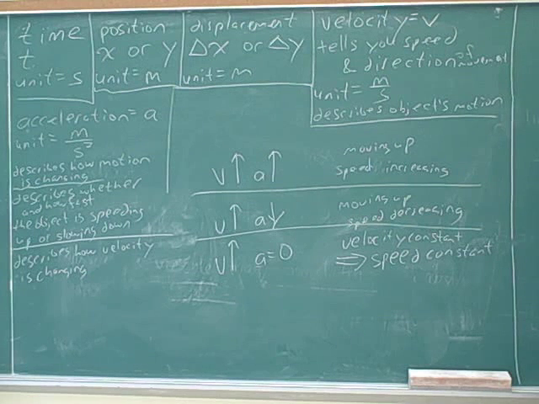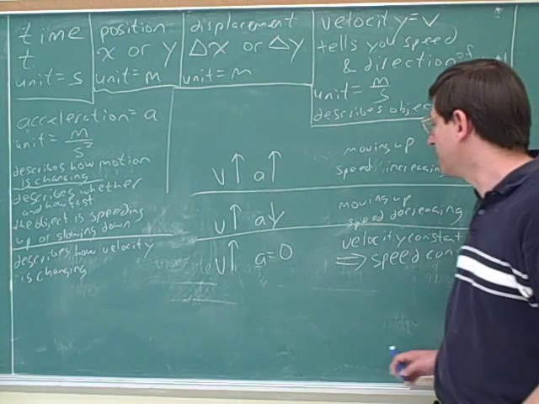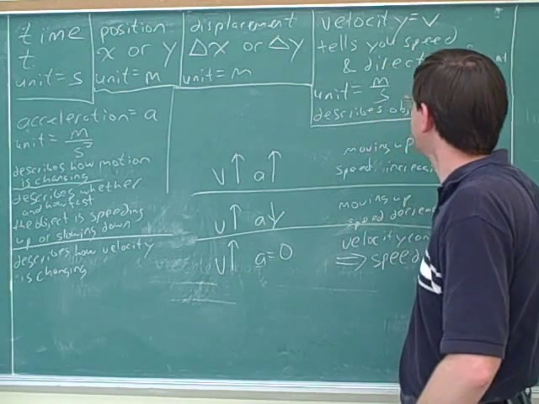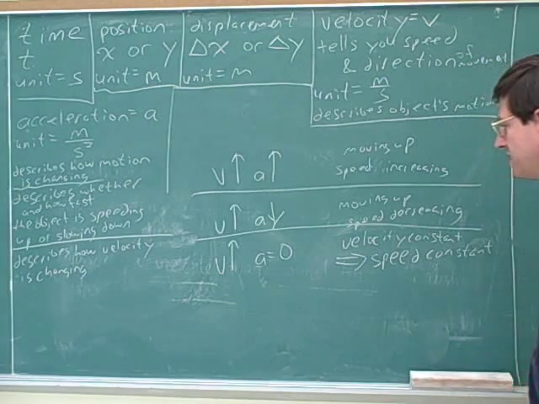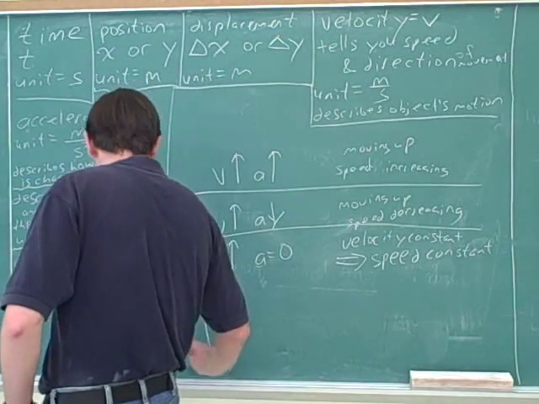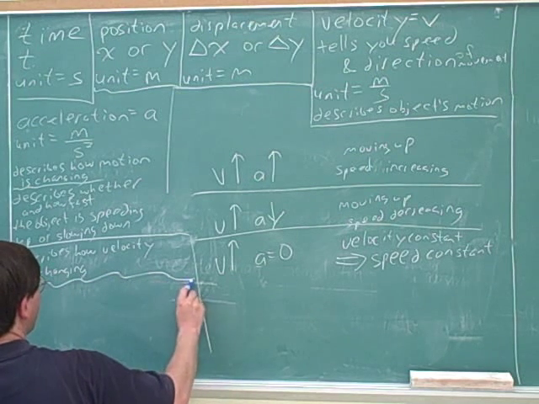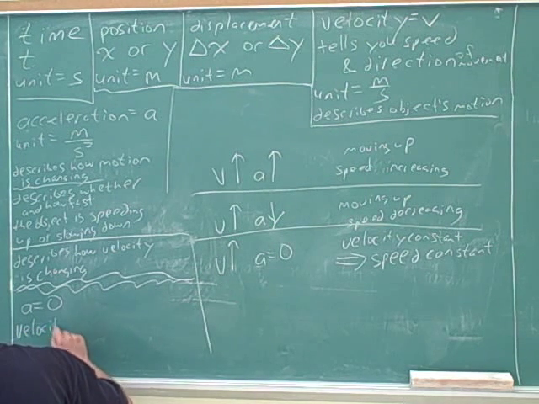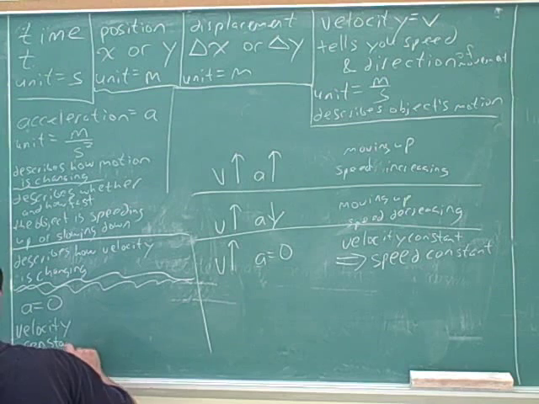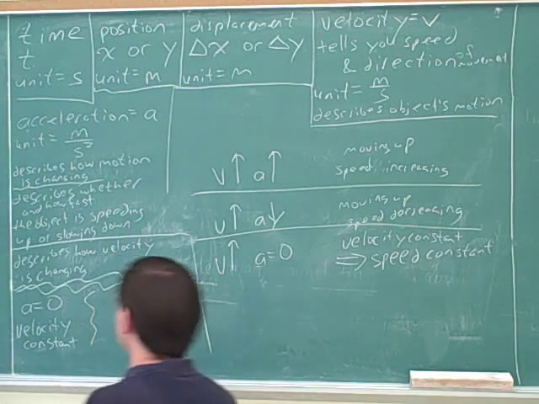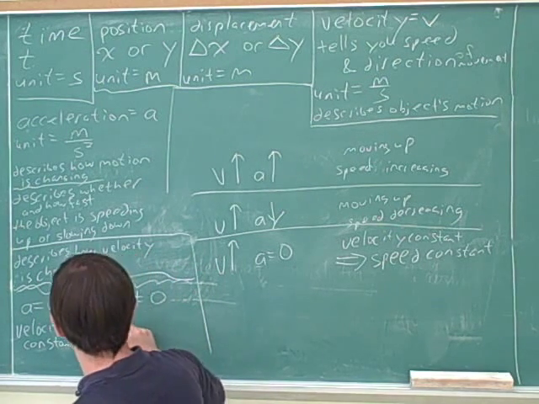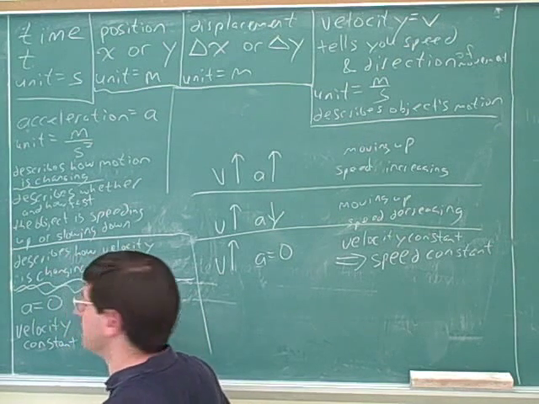Okay, this is one of the most important relations in the class that people really tend to get confused about, so it's very important to make a flashcard about this. When the acceleration is 0, the velocity is constant. So what does it mean when the acceleration is not 0? Velocity is not constant, which means the velocity must be changing.